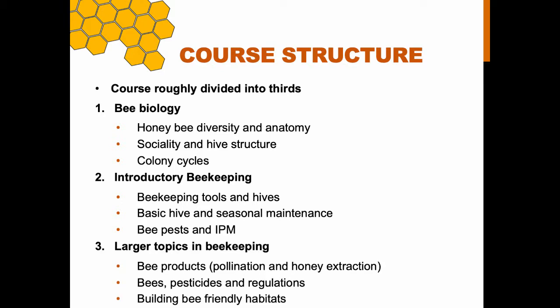And then finally, we'll jump into larger topics in beekeeping. So basically, what are the products that we get from bees? So we'll do honey extraction. We'll talk about beeswax, pollination services. We'll have Mike come in and talk about being a bee broker and basically helping people find bees and selling hives and nukes and packages and stuff like that.